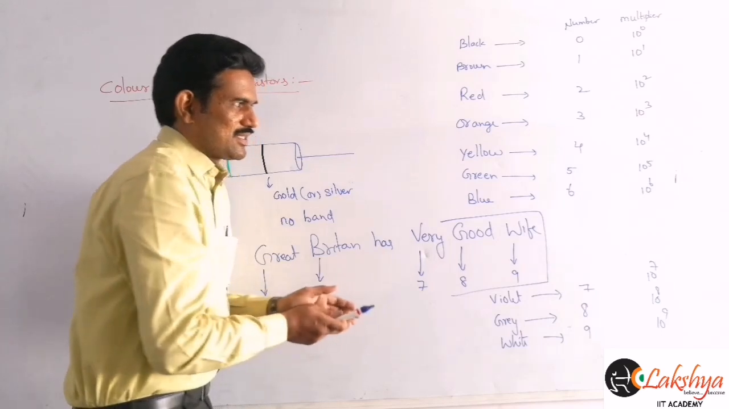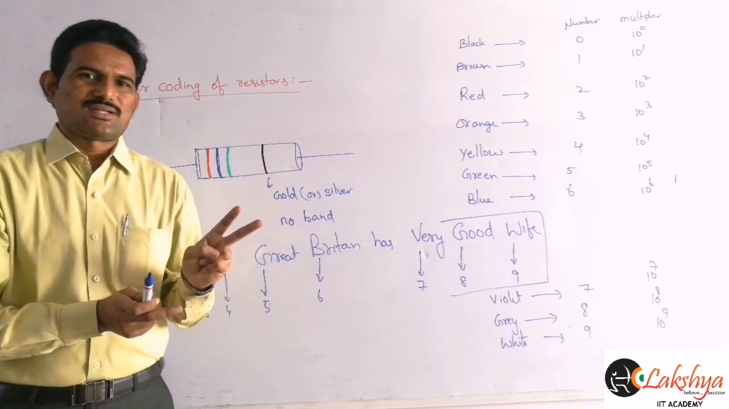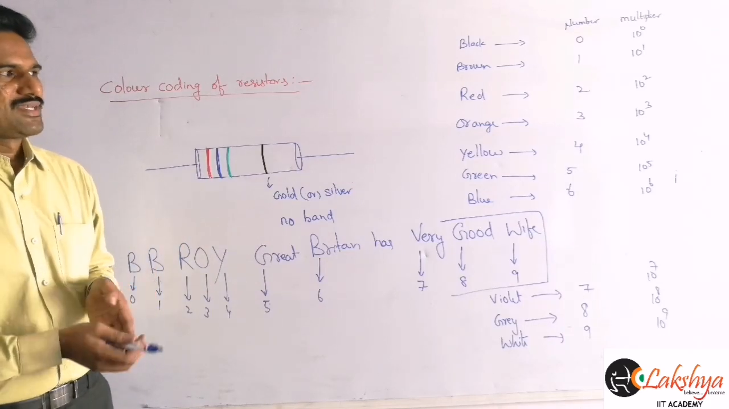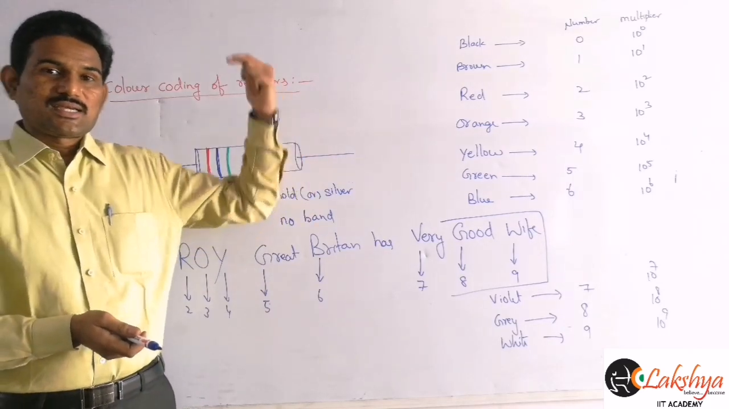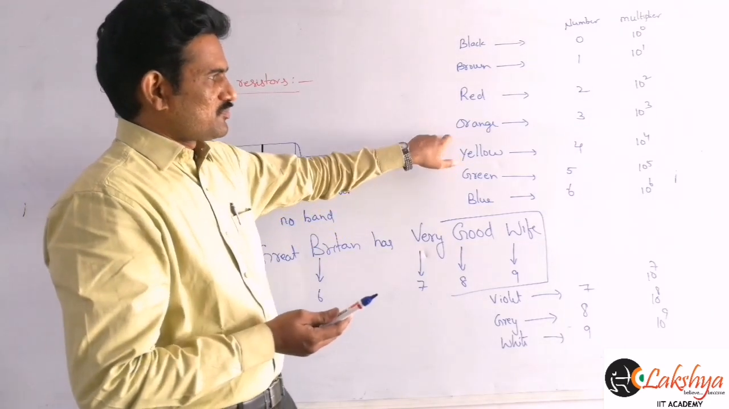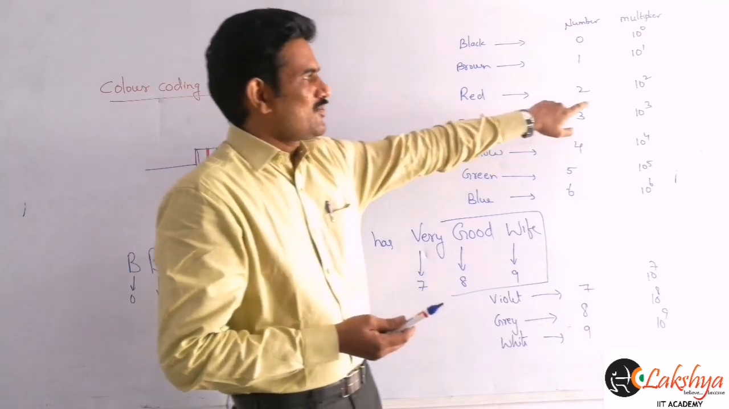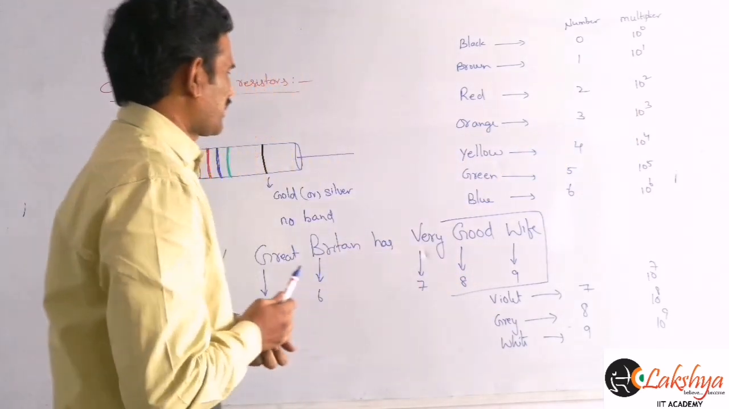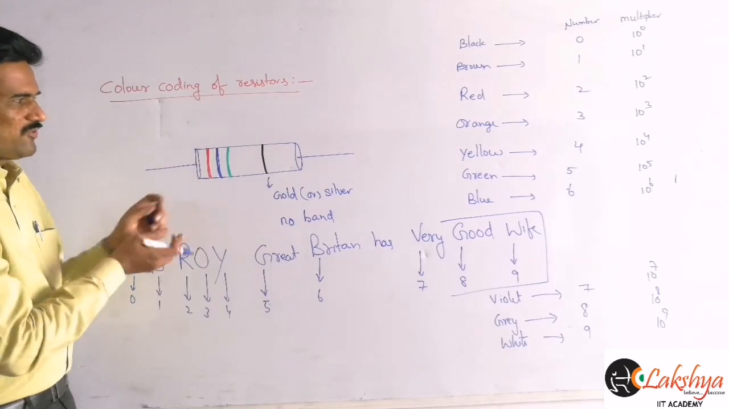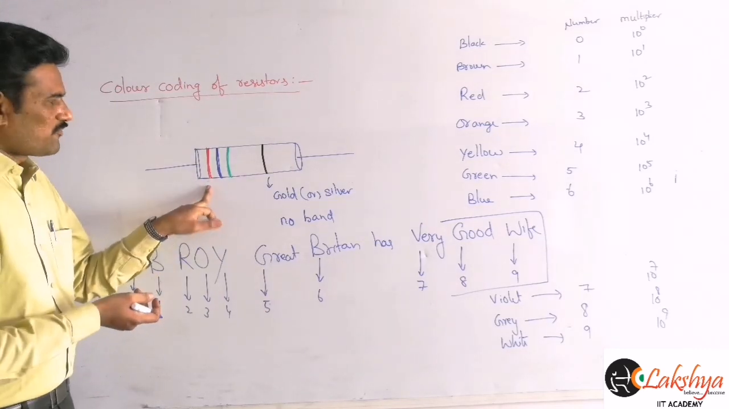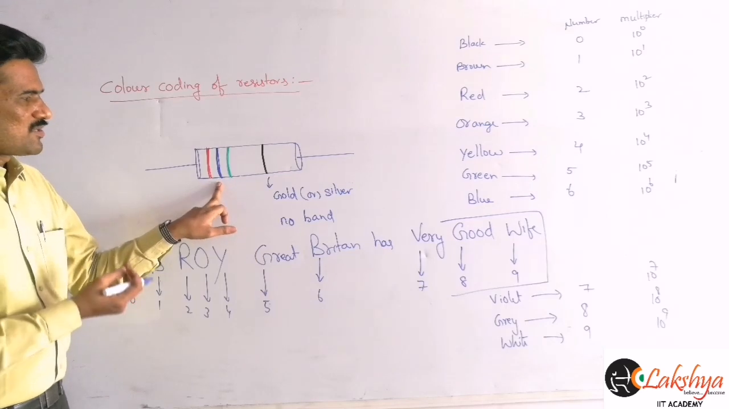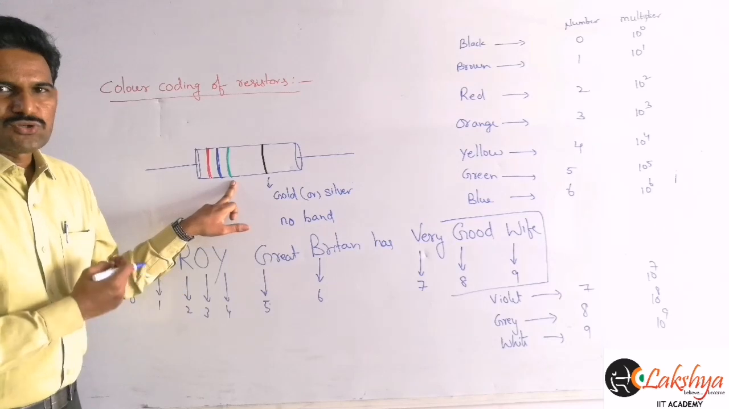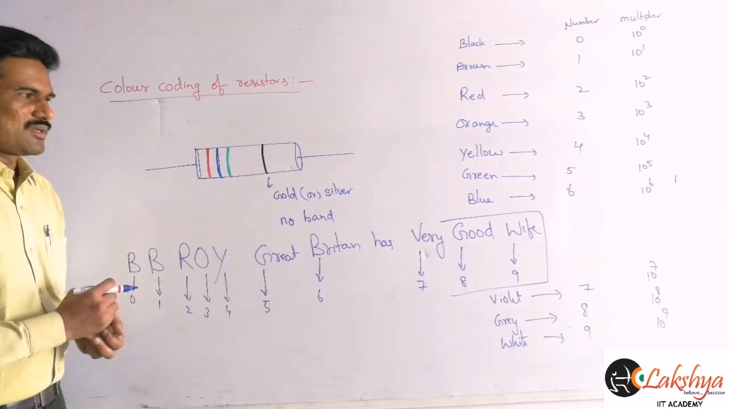If the first two colors are any of these, then we write those numerical values. And the third color, as I said, indicates the 10 power value. For example, if orange is the third color, then we express it as 10 power 3. That is the meaning of the third band. For example, I am considering the first one as red, the next as blue, and the third as green. For this combination, let us see how to write the values.